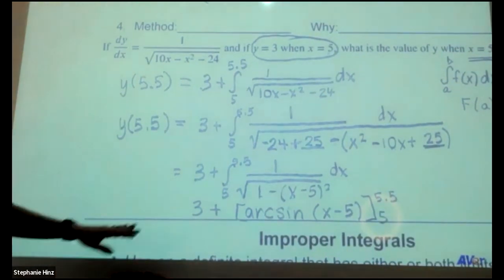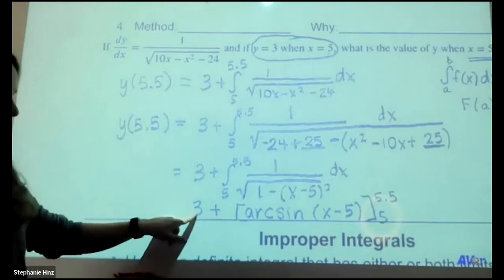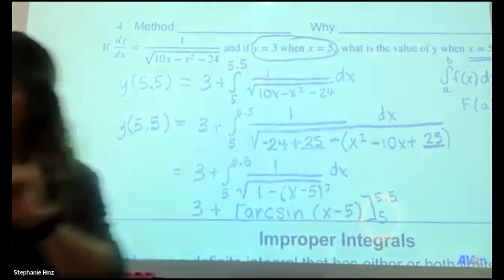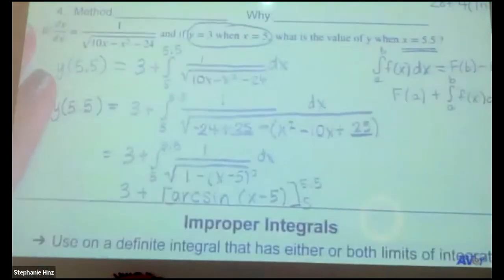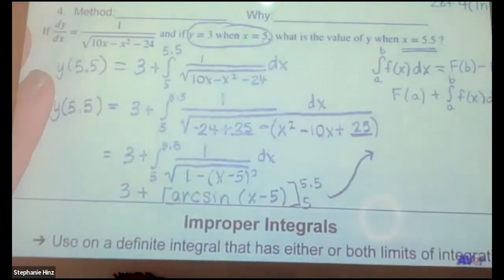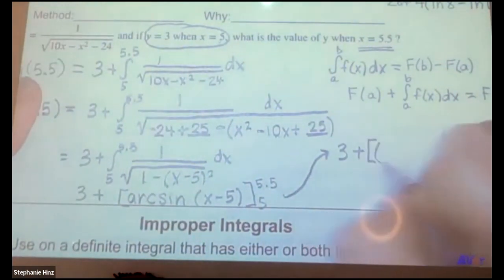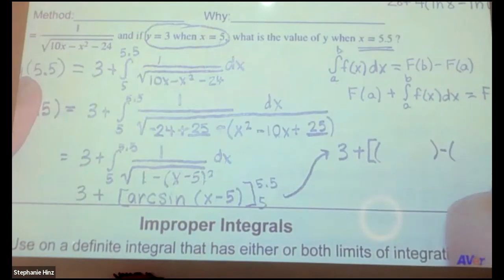All right, so this 3 had to be there because that was our initial condition. Plus, now we've got to apply the fundamental theorem of calculus. So for you person who just finished that, here's a good review, good reinforcement. So I end up with 3 plus, and then I'm going to do a little subtracting.